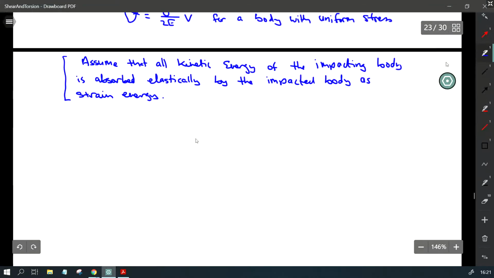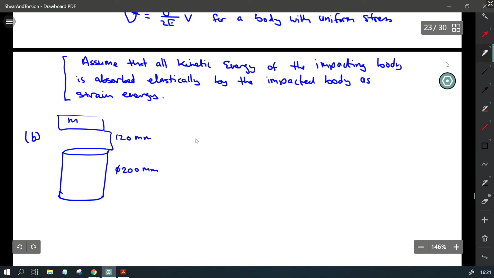So we have this steel column. We know the diameter. We have this mass, which is falling from a height of 120 millimeters, and it's 200 kilograms. Okay, and then the cylinder has a height of L. H is used for the falling height, so that's usually h. So the length of the cylinder is L. So it's solid steel. E is 200 gigapascals.